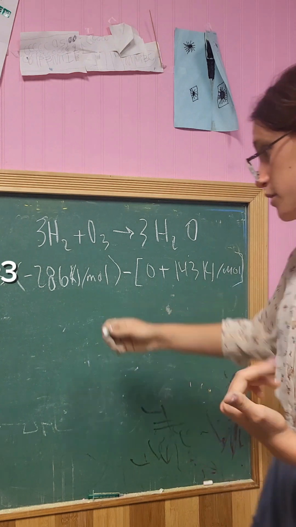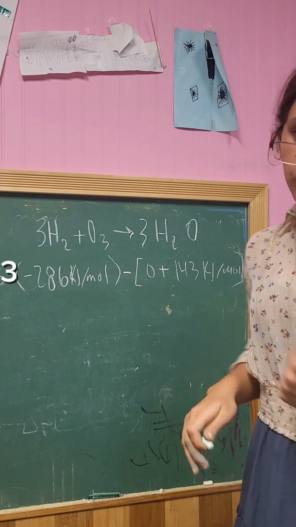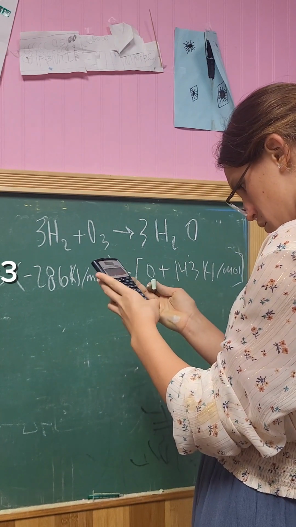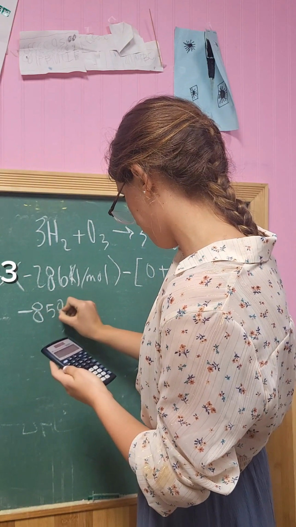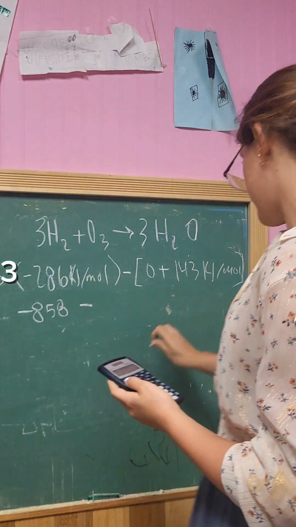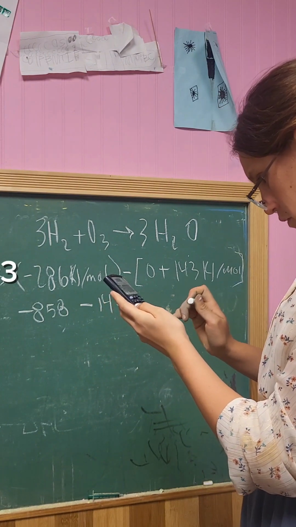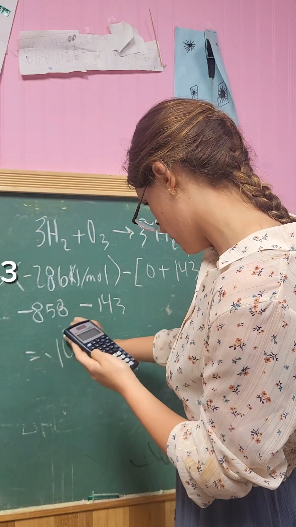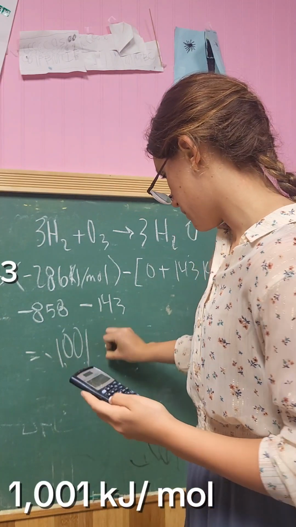Okay, so now it's basic math. 3 times this, then you're going to subtract your reactants. So plug in 3 times negative 286, which is negative 858, minus 143. That's going to give you negative 1001 kilojoules.